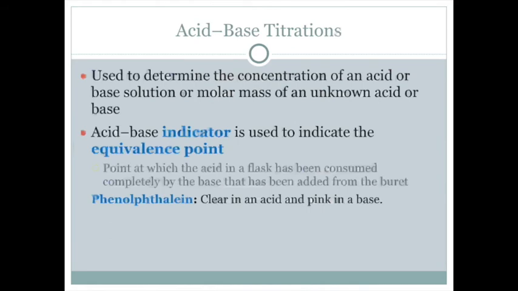So to do a titration, let me come back here. We have to use an indicator, what's called phenolphthalein. So in an acid, phenolphthalein is clear, but in a base, phenolphthalein is pink. So you have to use the indicator in this. If you don't, you'll never know when you reach the equivalence point. Okay, so the equivalence point is when you have stoichiometrically the same amount of acid as you do base.